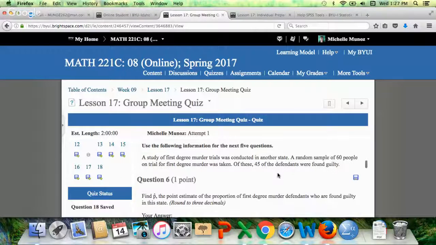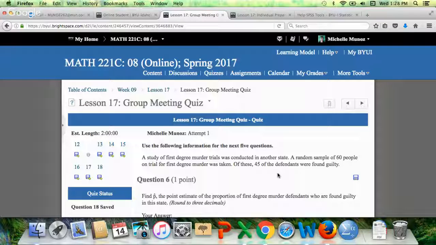N. A random sample of 60 people, so N is 60, on trial for first-degree murder was taken. Of these, 45 of the defendants were found guilty. Now, is 45 P or is 45 X? 45 is X and 60 is N, and so P-hat equals 45 over 60, which is 0.75.